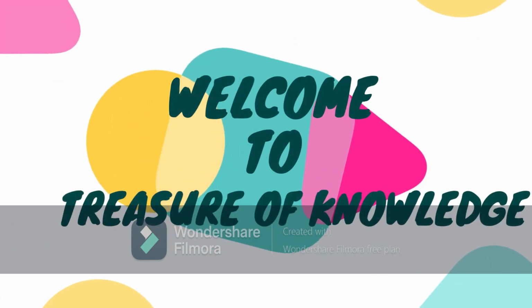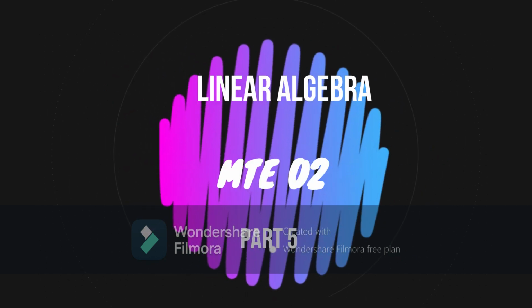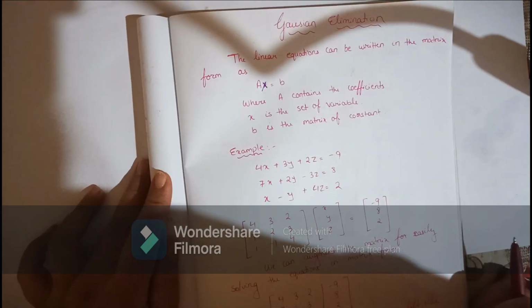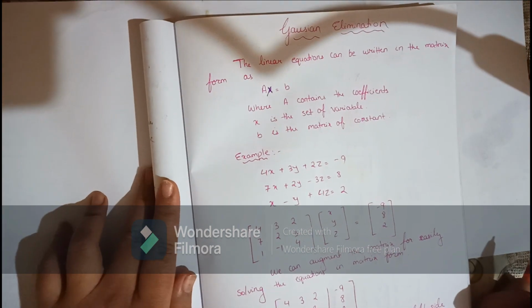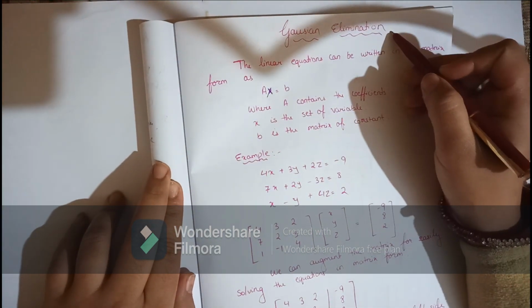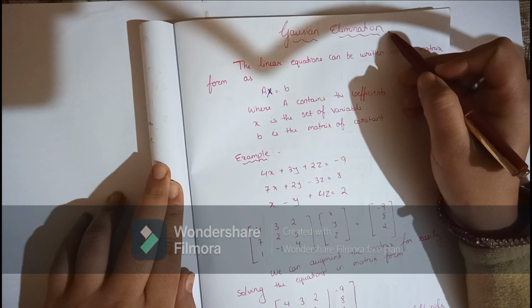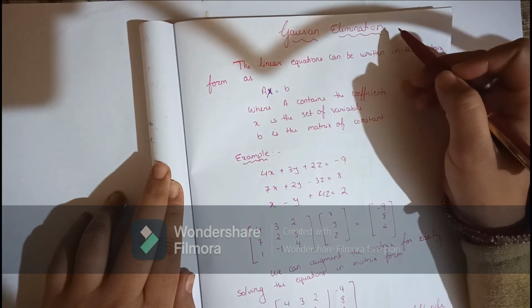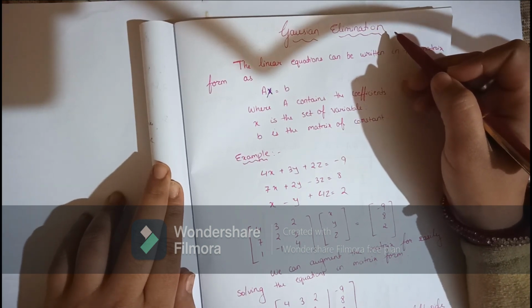This is part 5, MD2 linear algebra. In this part we are going to learn how to find the inverse. So before proceeding to the questions in this video, we will first understand what the Gaussian elimination method is. I already explained this in the previous video, and this is related to the row reduction method.